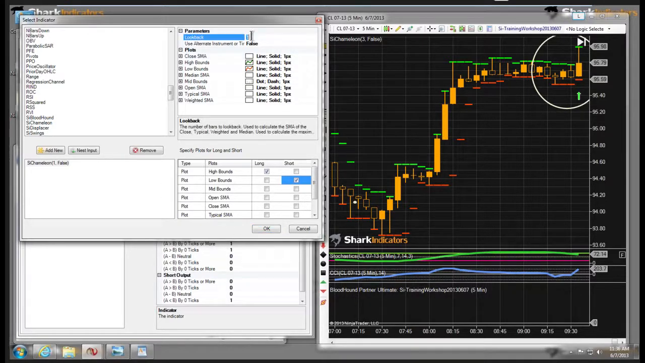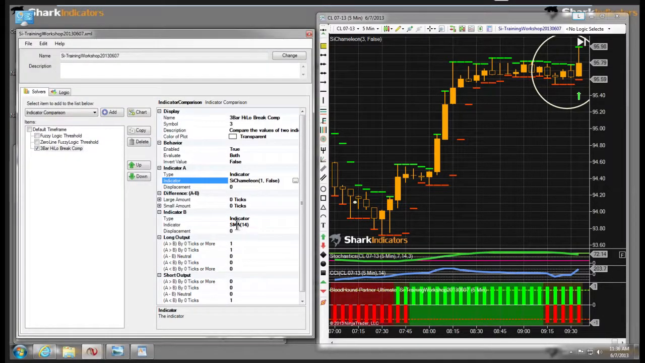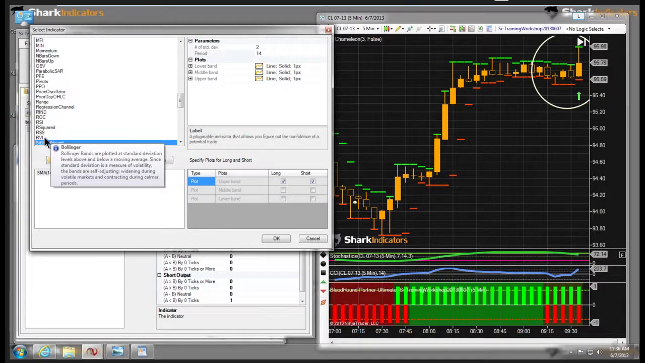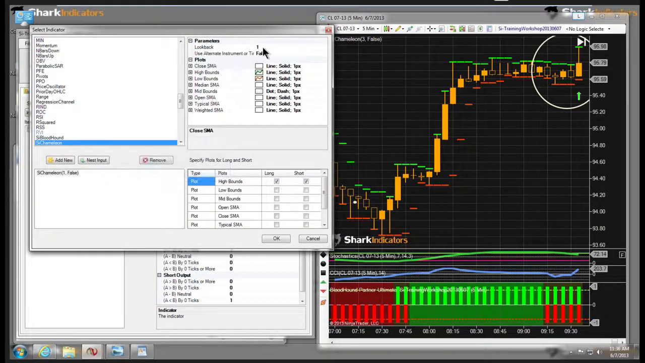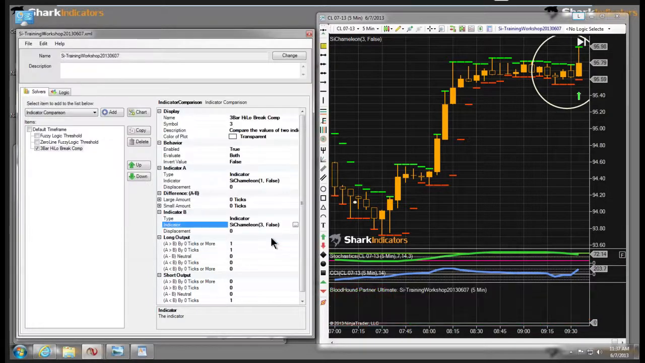Now you notice that for this one, I'm leaving the look back at 1 because I'm only interested in the current bar's high and low price. Now, for indicator B, set that also to Chameleon. This time, I want to use Chameleon's look back feature, so that Chameleon is holding on to the last 3 bars high and low price, as we can see on the chart. And once again, I'm going to use the highs for a long output and the lows for a short output. And let's see if I got that correct.